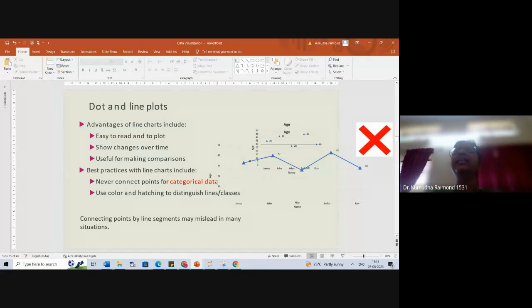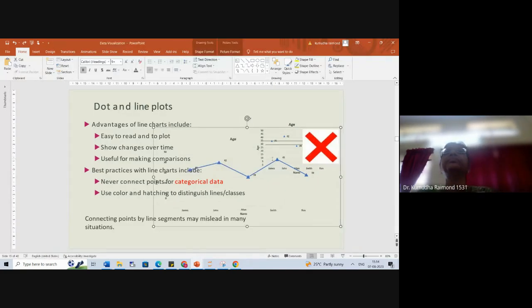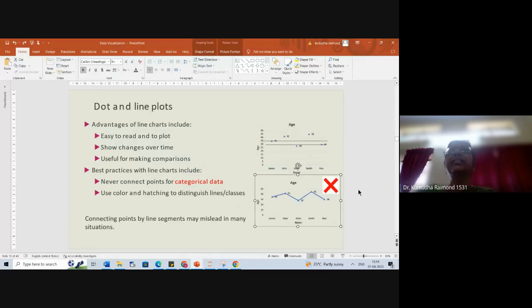Are you able to understand? I can do a dot plot. For John, what is the age? I can put a dot at the corresponding age. For James too, I can put a corresponding dot for his age. But I cannot connect the age of John and the age of James by a line segment. That is not permissible. That is wrong, actually. Hope you are able to understand.